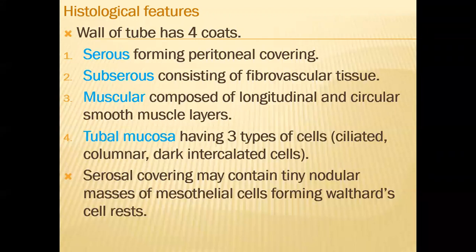The muscular layer is composed of longitudinal and circular muscle. The tubal mucosa has 3 types of cells: ciliated, columnar, and intercalated peg cells. The serosal covering may contain tiny nodular masses of mesothelial cells. It is not so very important, but it is important to know the normal structure of the fallopian tube, or the normal structure of any organ, and some histological features of any structure.